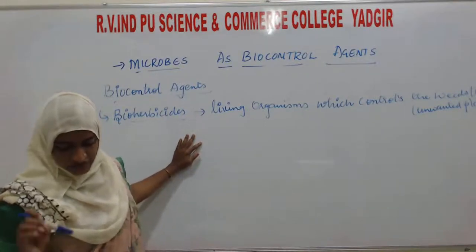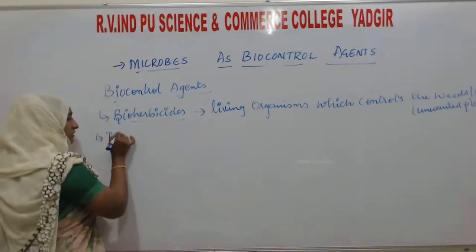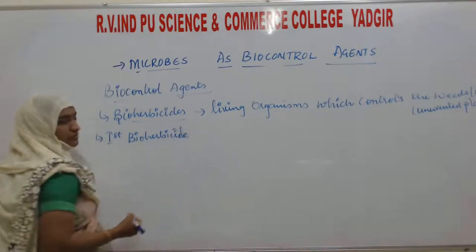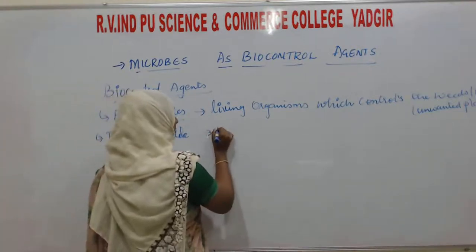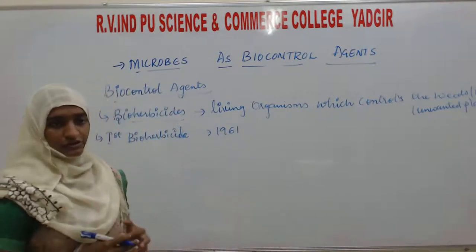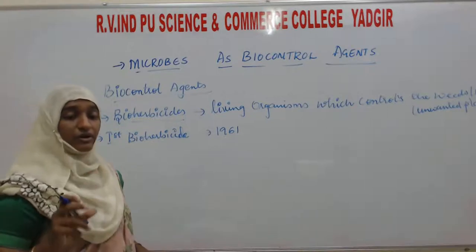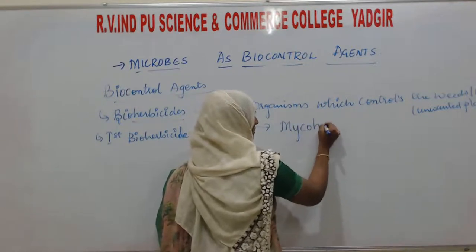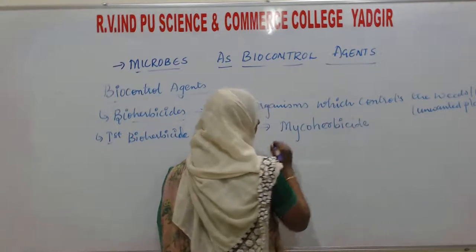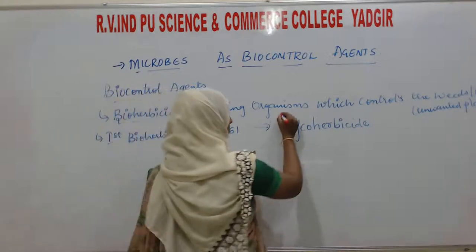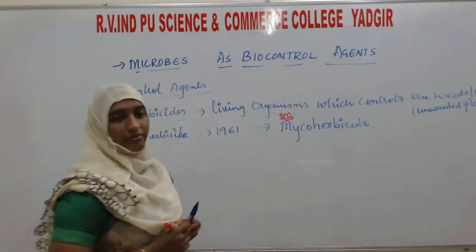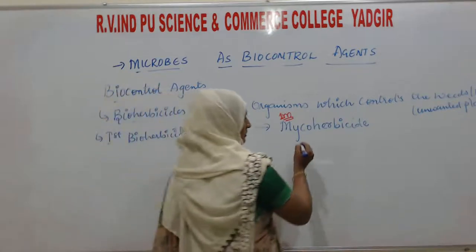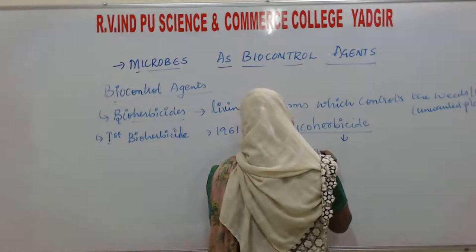For example, the first bioherbicide which was developed, in the year 1961, is the mycoherbicide. What is it? Mycoherbicide. Sometimes they will ask for one mark, like this question: what do you mean by mycoherbicide? Give an example. This mycoherbicide is derived from a fungus.